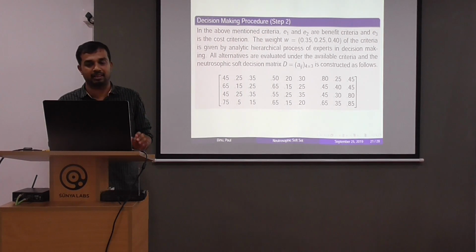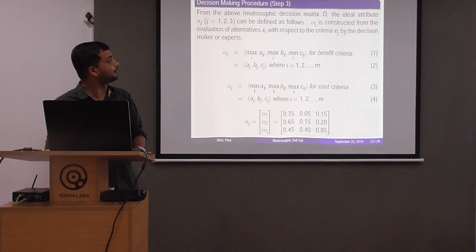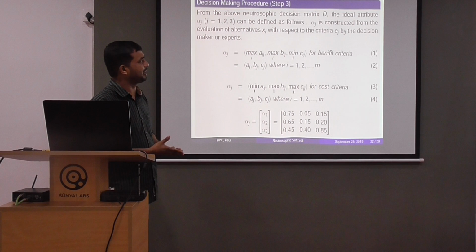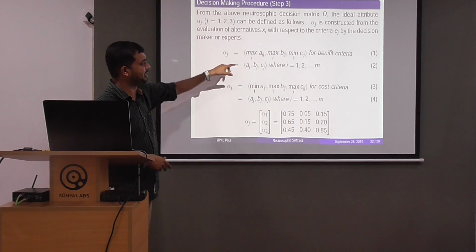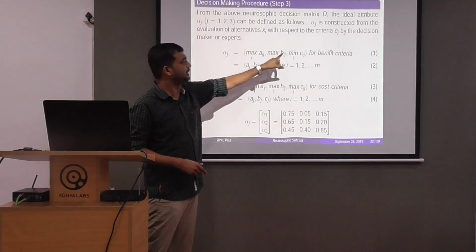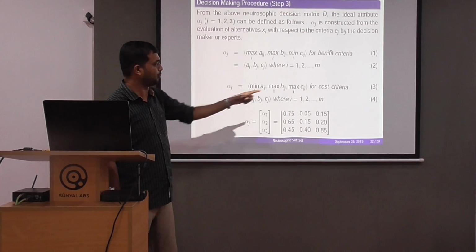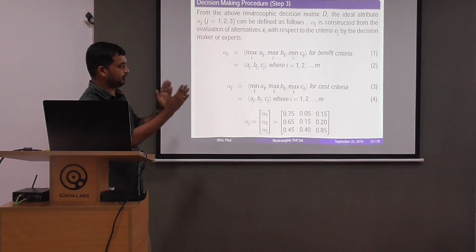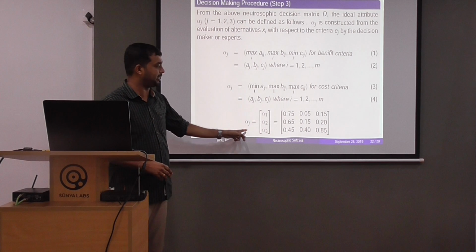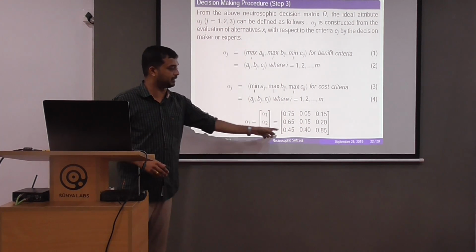These alternatives are evaluated under the available criteria in the neutrosophic soft decision matrix. D equal to Aij is constructed as follows. Next, from the above data, we construct the ideal attribute using the relation. For the benefit criteria, we take the first two components as maximum, the third one is minimum. For the cost criteria, the first is minimum, the last two are maximum. Then using that relation, we construct alpha j equal to alpha 1, alpha 2, alpha 3 like this matrix.